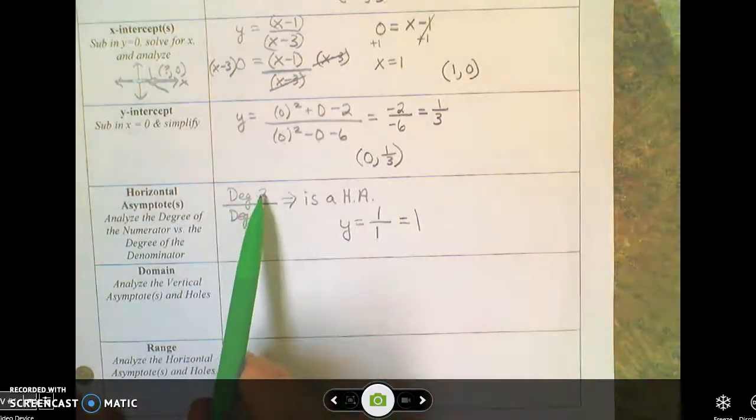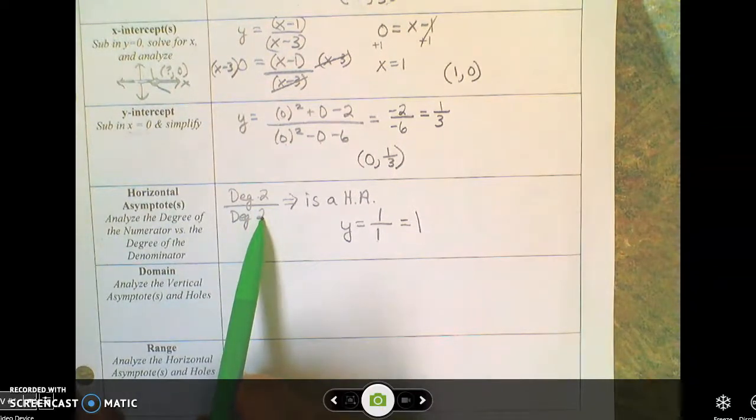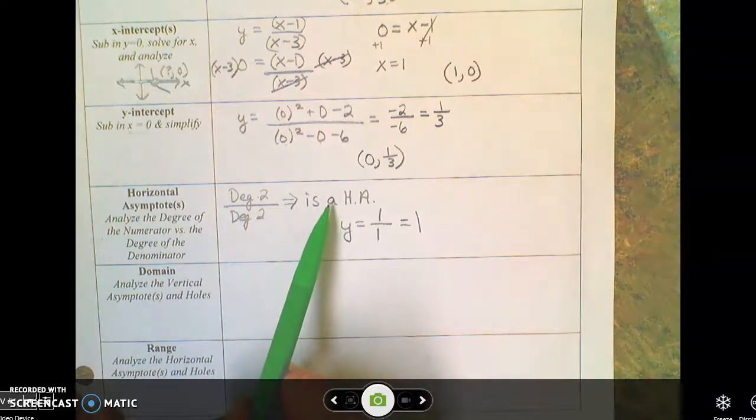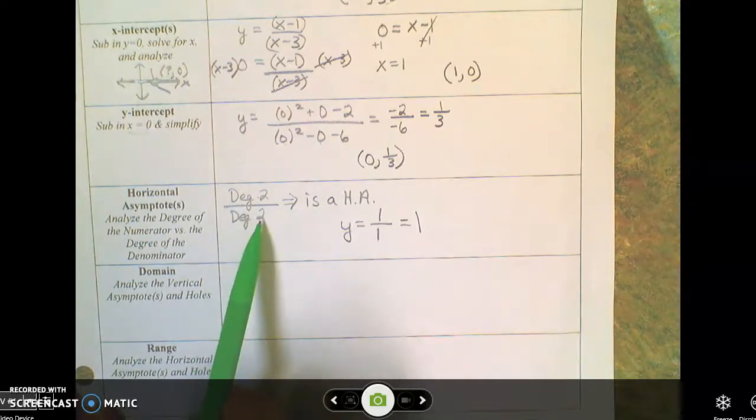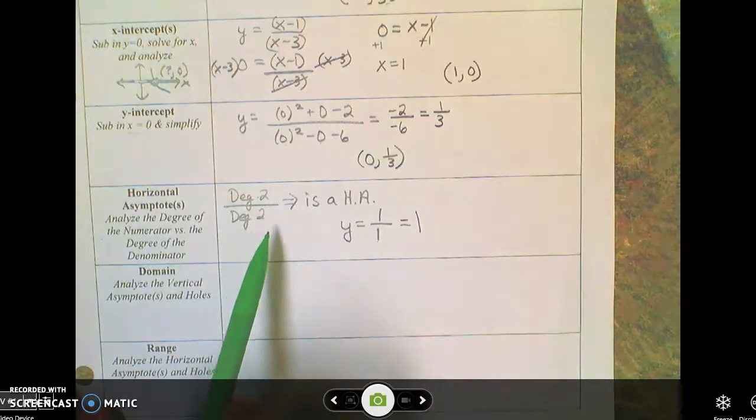Now, if the degree of the numerator is smaller than the degree of the denominator, then the horizontal asymptote would be at y equals 0. If the degree of the numerator is larger than the one on the denominator, then there would be no horizontal asymptote, and it's possible that there will be a diagonal asymptote, which we will talk about in the following weeks.